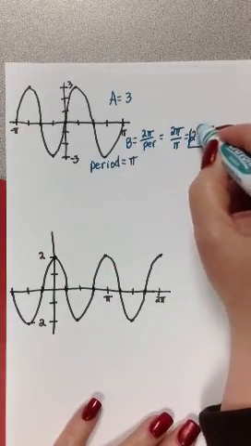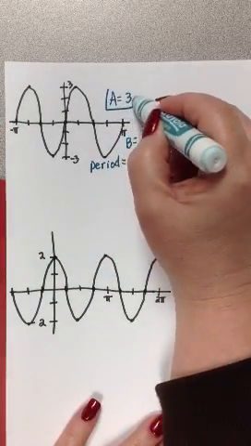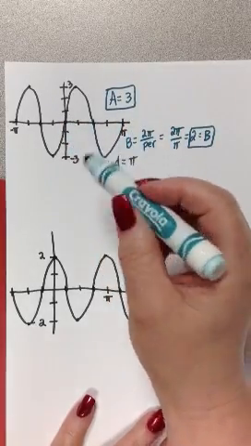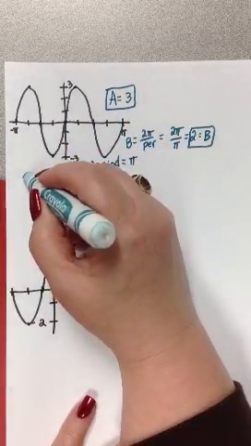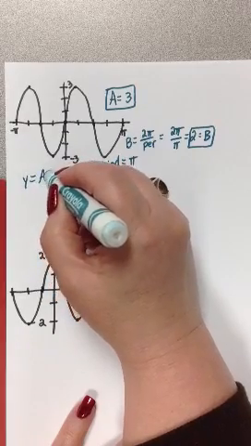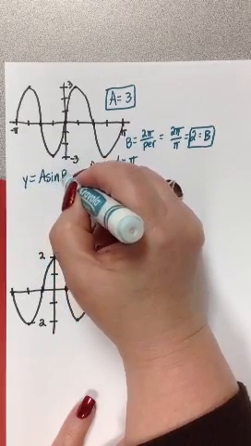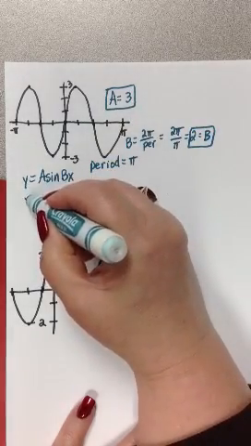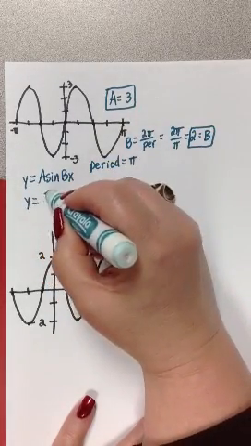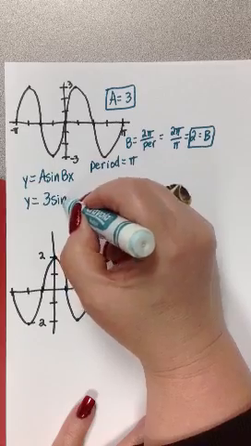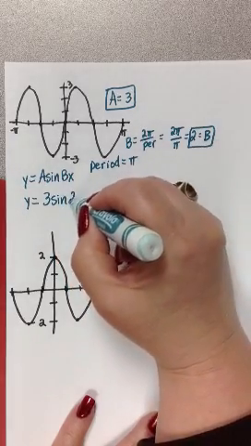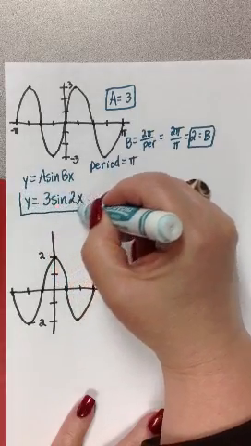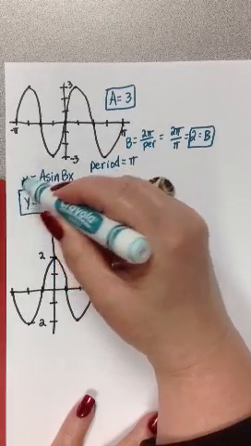So if I know b is 2 and a is 3, and we decided we were going to call it a sine function because it goes through the origin, the generic form would just be y is equal to a sine bx. And so since now I know what a and b are, I would just say y is equal to 3 sine of 2x. Alright, and that would be the equation that we would look for.